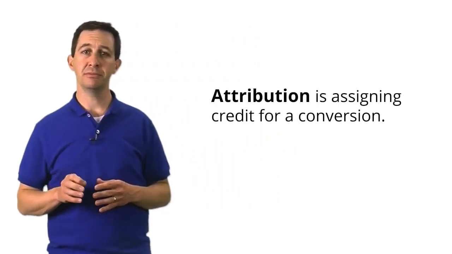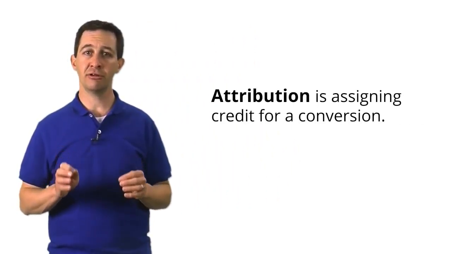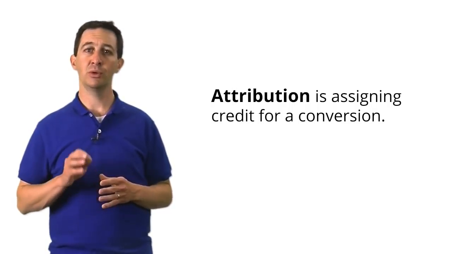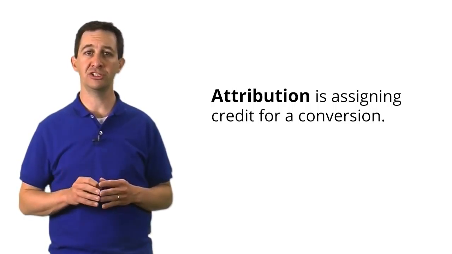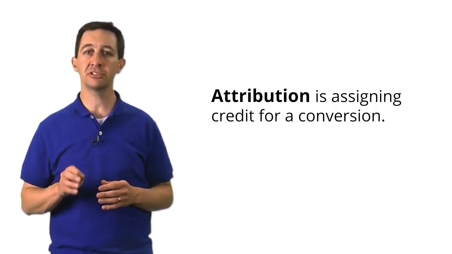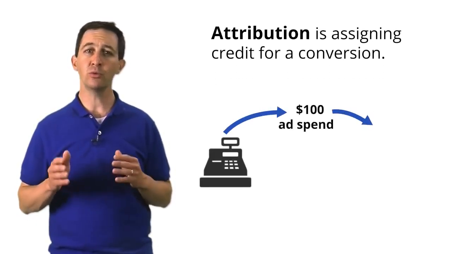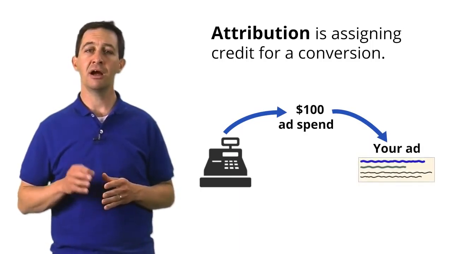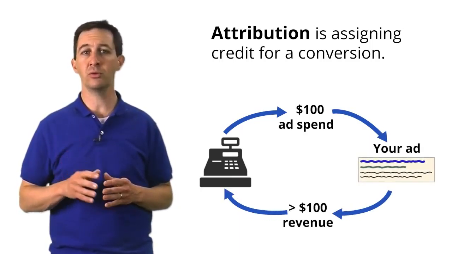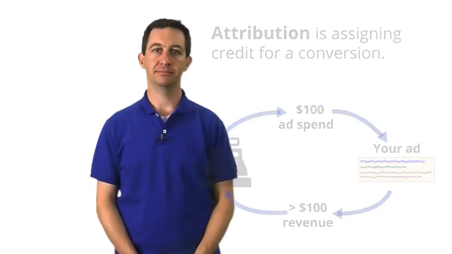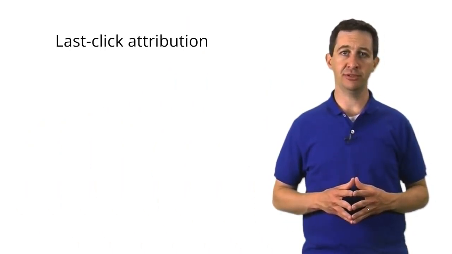Many times when we talk about macro and micro conversions, we discuss the idea of attribution. Simply put, attribution is assigning credit for a conversion. We want to assign credit to our marketing channels in order to understand the return on our marketing investment for each specific channel. If we spend $100 on a marketing activity, our hope is that we will generate more than $100 in revenue. The most common type of attribution is called last-click attribution.